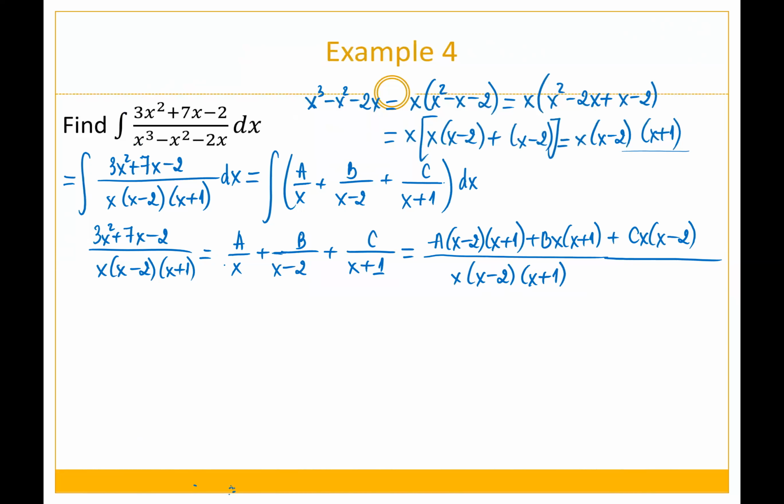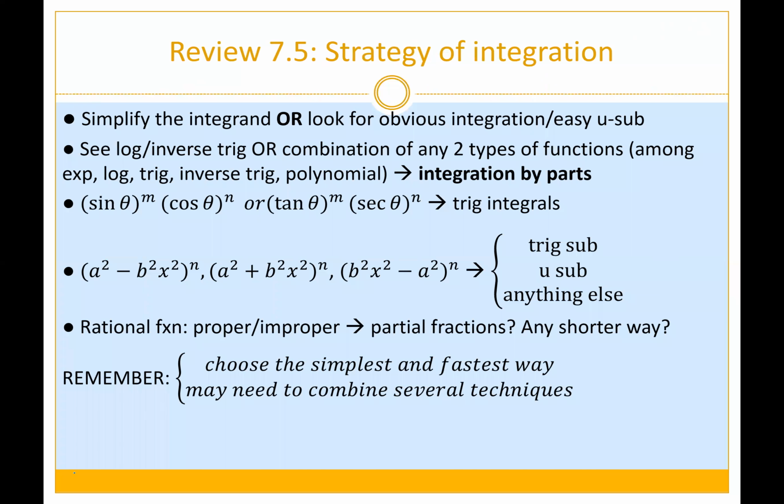Now we can ignore the denominator because they have the same denominator. We're just going to equate the two numerators and find what A, B, and C are. This is again algebra. 3x squared plus 7x minus 2 is equal to A, and I will distribute these: x squared minus x minus 2, plus B times x squared plus x, plus C times x squared minus 2x. If I'm going too slow, let me know so that I can speed up, because I think you guys already saw the example in the lectures, so you should be familiar with this now.